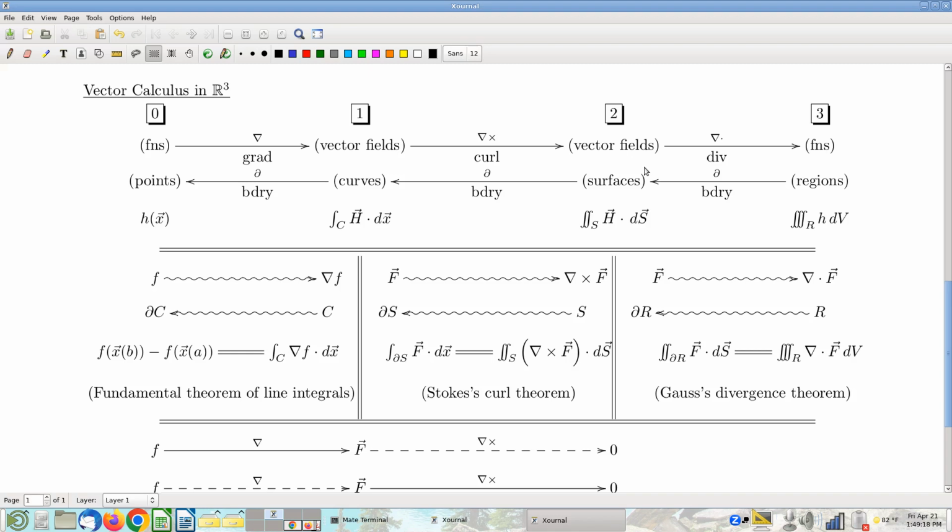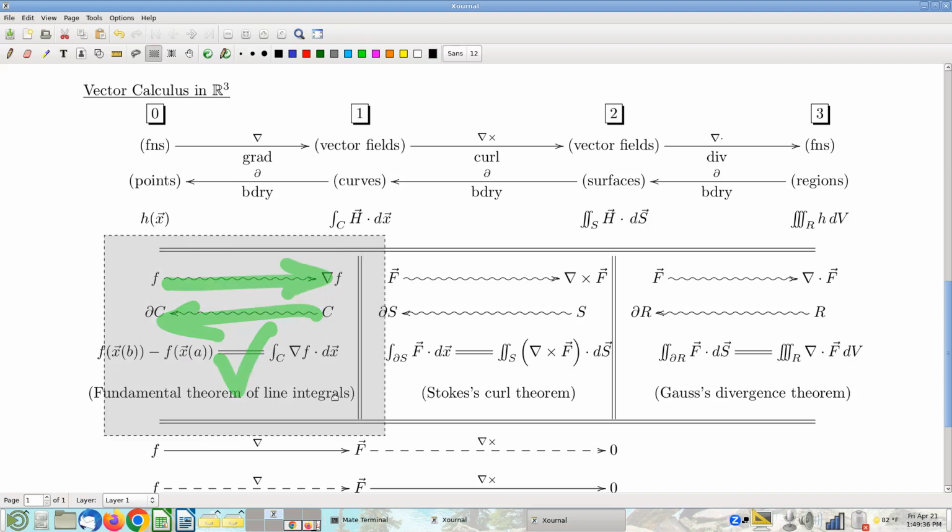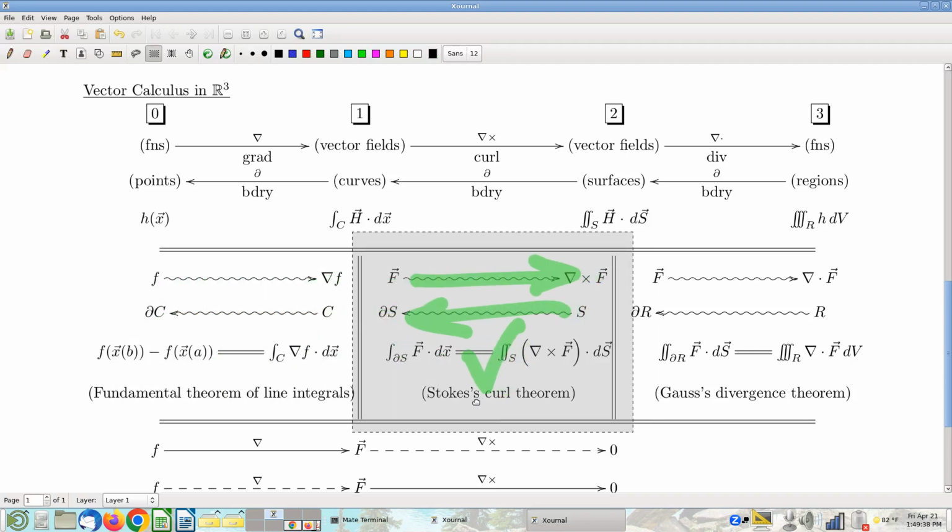Likewise with what I like to call the accumulation theorems. If you take the gradient of a function, if you take the boundary points of a curve, and if you compute on either side, you get the same result. And again, just like in two dimensions, the same holds if you move over a notch.